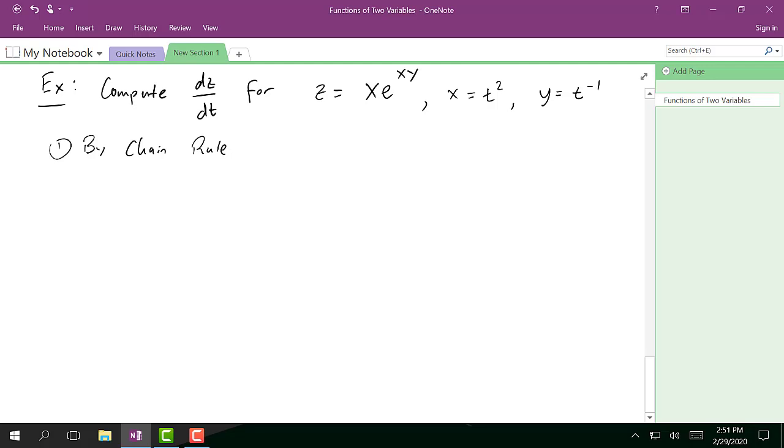Again, the formula is dz dt is the partial derivative of z with respect to x times dx dt, plus the partial derivative of z with respect to y times dy dt. We'll pause here for a second just to note that we're taking the derivative of z with respect to t, so our final answer should be in terms of t. This is just something to keep track of. So let's go ahead and do all of our side work here.